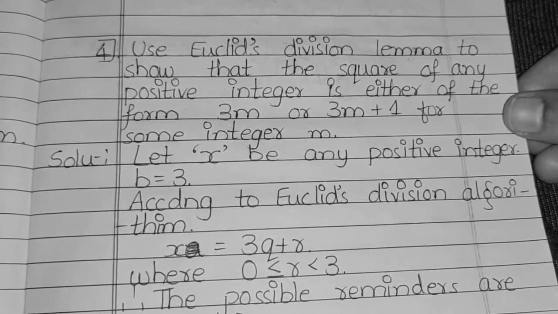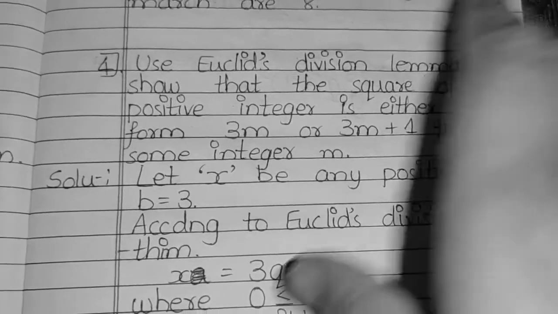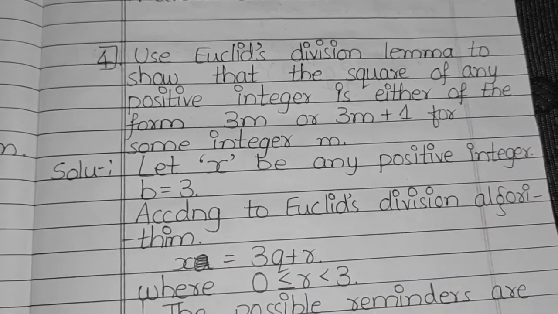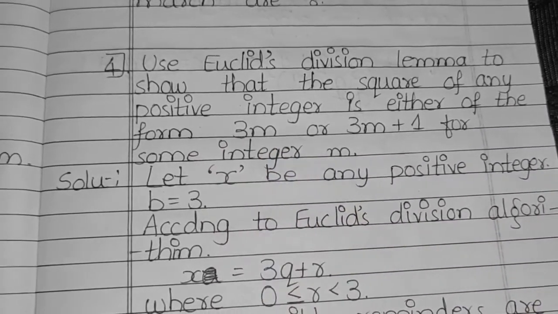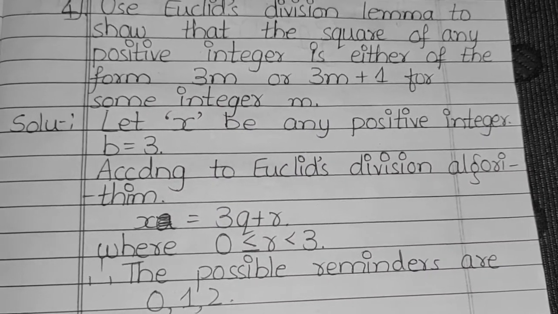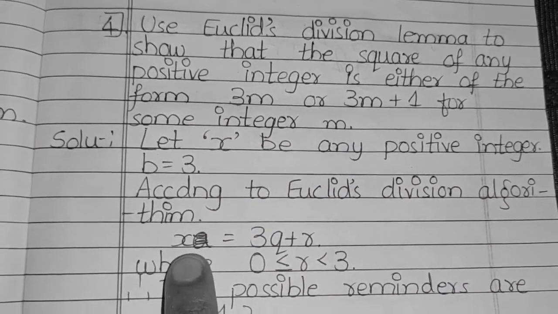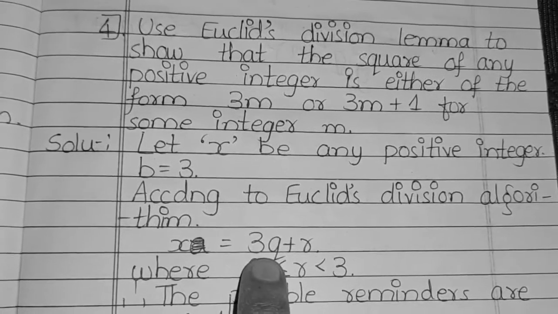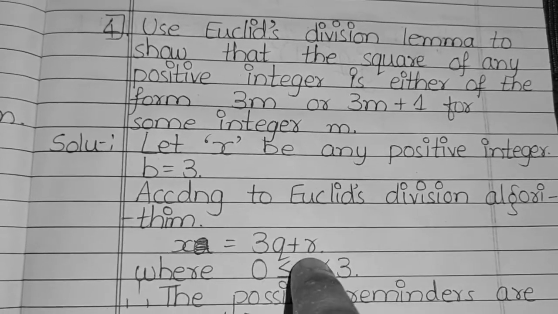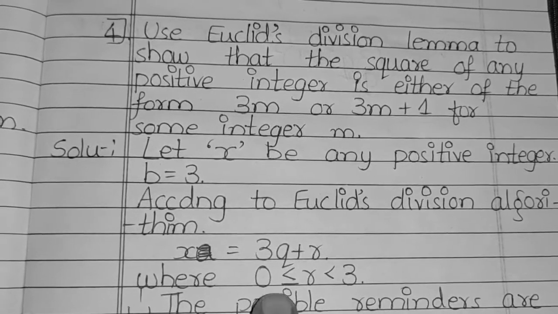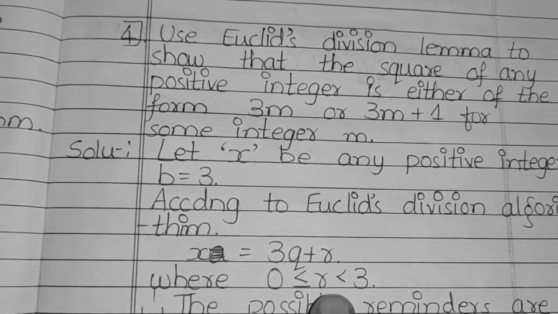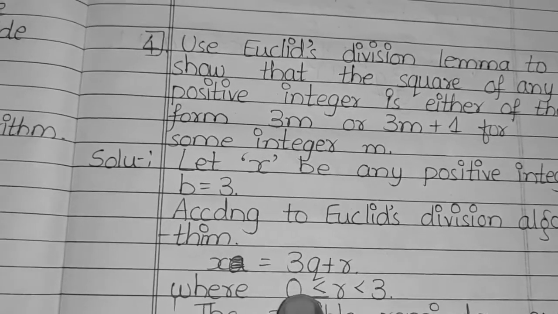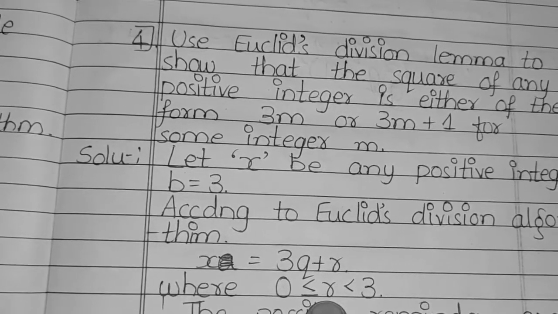Let x be any positive integer. As they have not given the value of the integer, let me take a positive integer x, and they have given us the value of b, that is 3. According to Euclid's division algorithm, x is equal to b, that is 3, into q plus r, which we have to find out. If any symbol is not there, you have to consider it as multiplication. As 3 is the highest number, r should be less than 3, and 0 should be less than or equal to r.